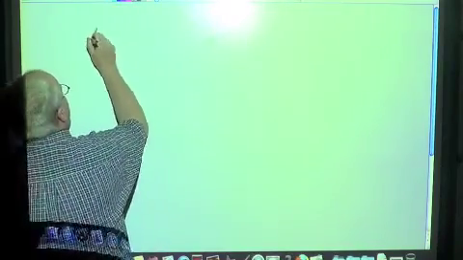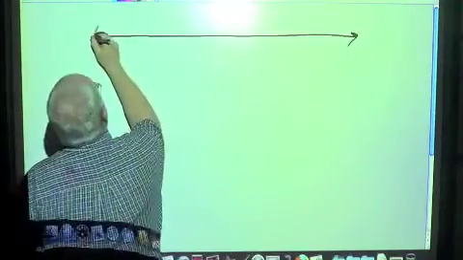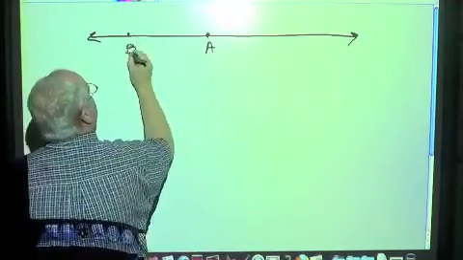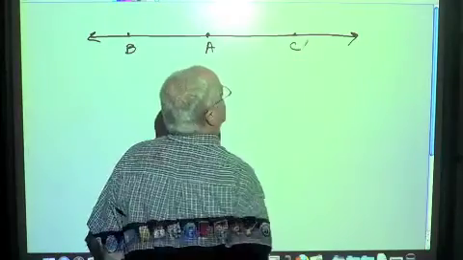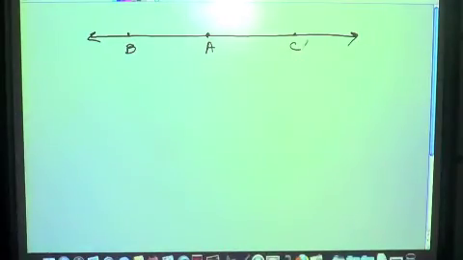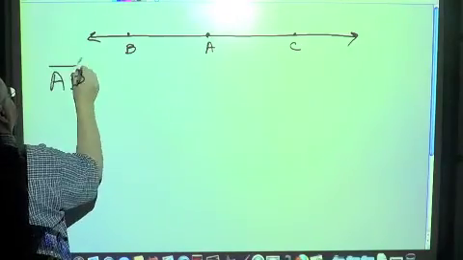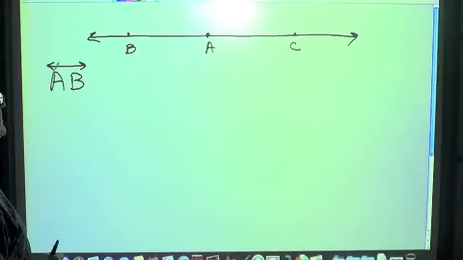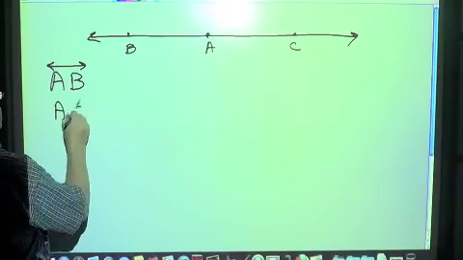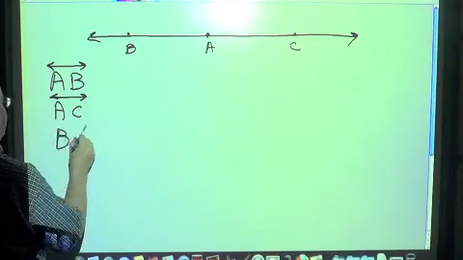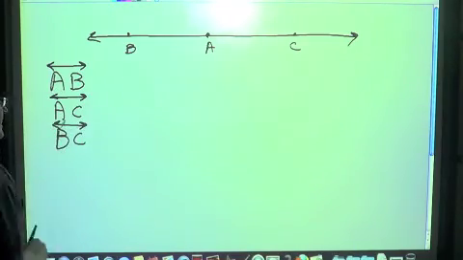Okay? If I have a line, I'm going to put A right here, and I'm going to put B right there, and I'm going to put C right there. We can describe this, we've talked about, we can name that line AB. It's a line that goes through A and B. We can also name it line AC. It's a line that goes through A and C. We could also name it BC. And there's a few other names we could possibly give it. Okay? Alright? And we could also name segments.